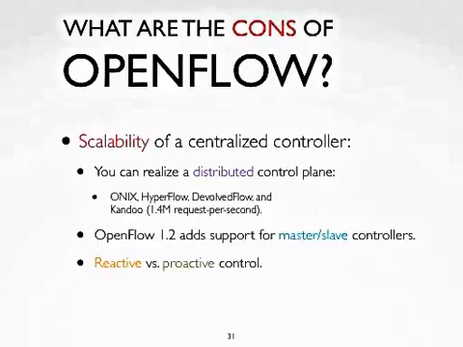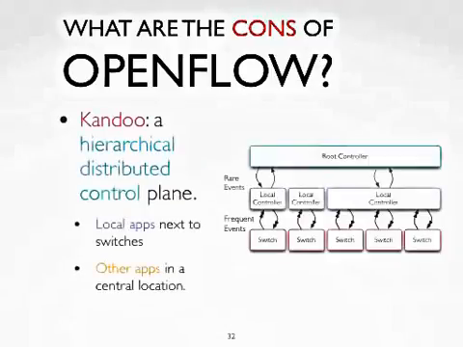Probably there are performance problems, but probably there are two controllers involved. There's actually a hierarchy of controllers. So in Onyx, Hyperflow, DevoFlow, and Kandoo, there's a hierarchy of controllers. For example, in Kandoo, we have two layers of control. One of them does simple tasks that were previously done on the switch directly, for applications that don't need the whole network view. And you handle frequent events here.